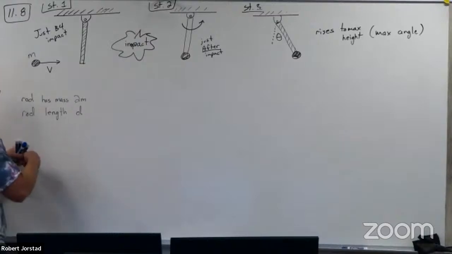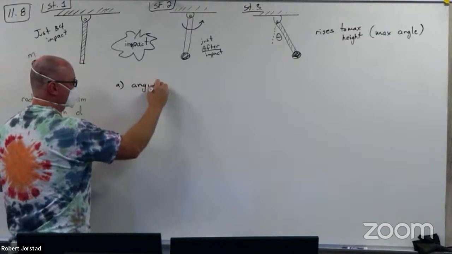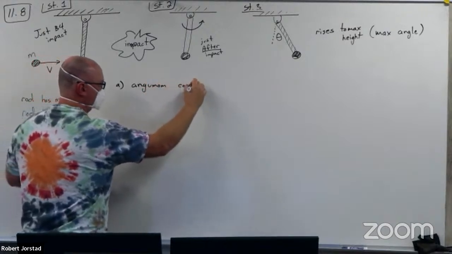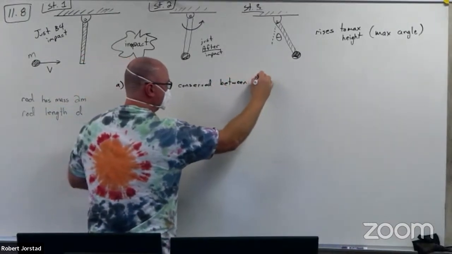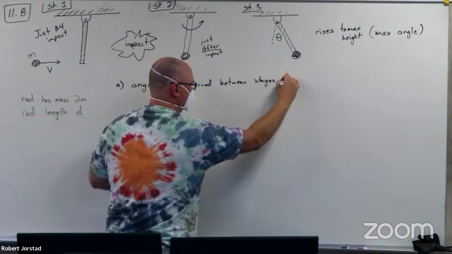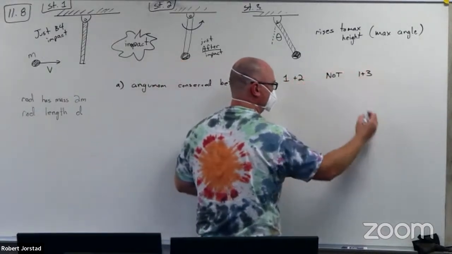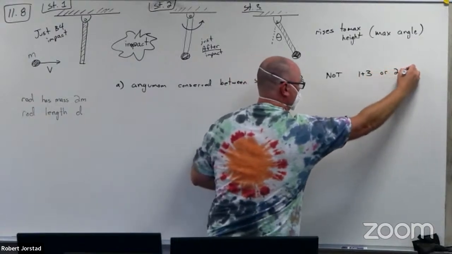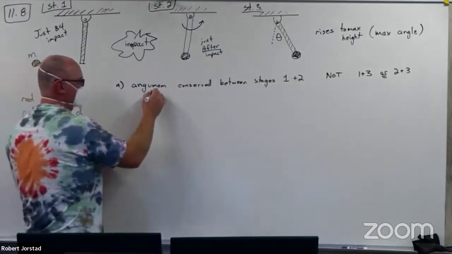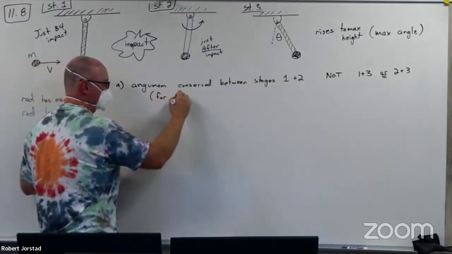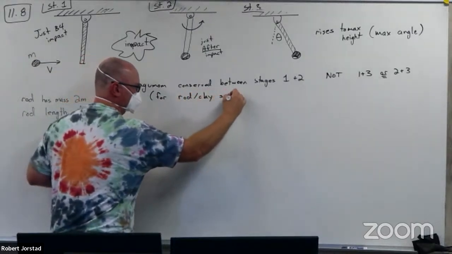So in short, part A: angular momentum is conserved between stages 1 and 2, not 1 and 3, or 2 and 3. Got it? And to be clear, we're assuming the rod-clay system.